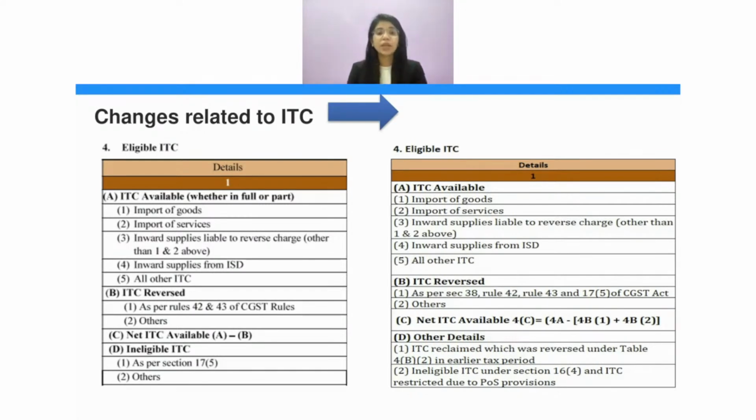At the same time, in 3B we only show a single figure, right? In 4A5 I will only show a single figure, but what is the document-level information against that? That report can also be downloaded, so that even if tomorrow the department comes with a notice, you should be in a position to reply that this is the amount which has been shown here, and these are the corresponding documents against it. So you can always look into that.